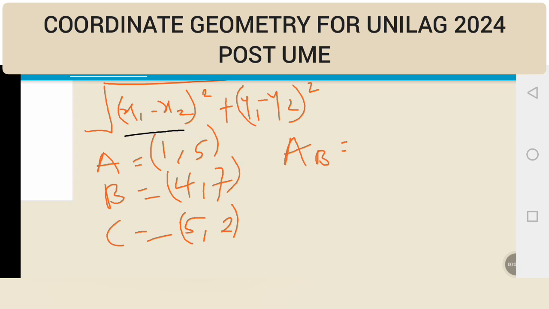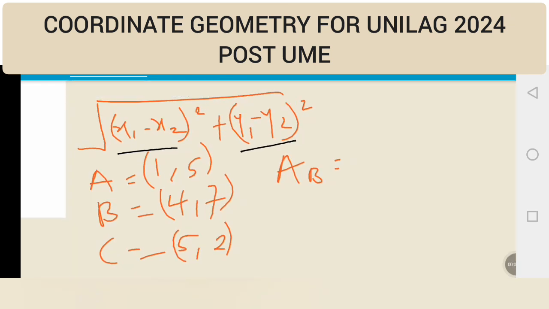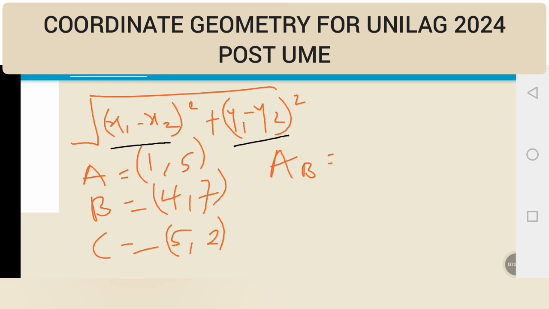x1 minus x2, square it. y1 minus y2, square it. Then find the square root of everything. So for AB, that's A and B together, what you need to do is, these two here, you subtract them, then take the square. These two, subtract them, take the square, add it together. So 1 minus 4 will give you minus 3. Then when you square minus 3, you're going to get 9. Plus, then 5 minus 7 will give you minus 2.